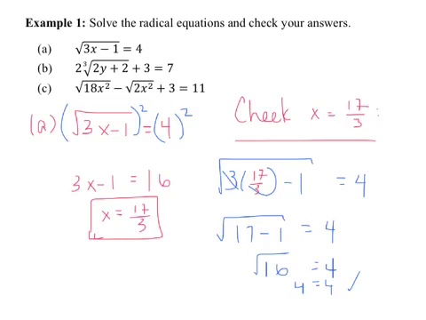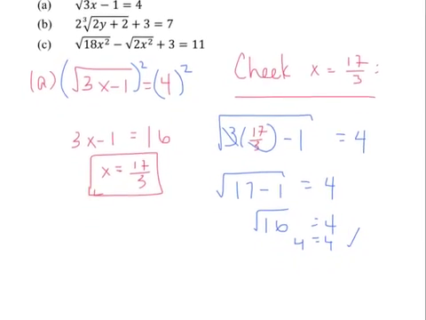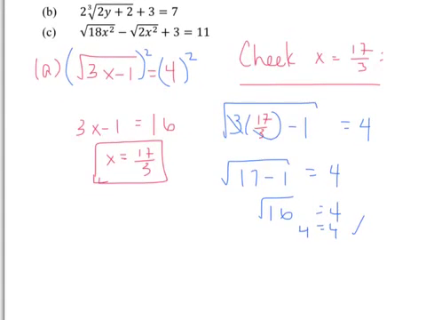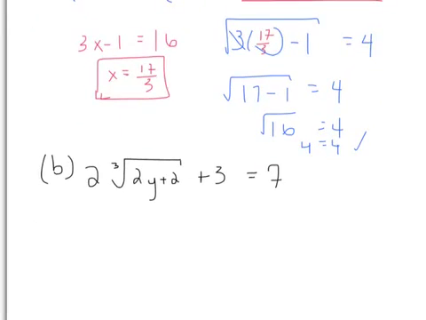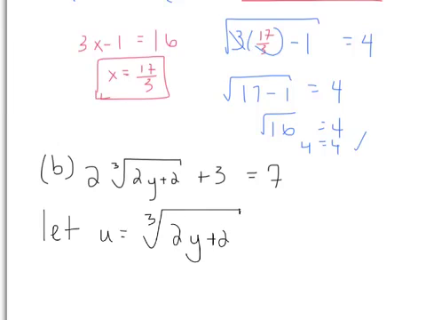Part B. Now, part B is one of those examples where it might be useful to let the radical component of the equation equal some dummy variable. So let's do that for this part. Here's my equation: 2 times the cube root of 2y plus 2, that whole thing, plus 3, equals 7. Now, for this problem, let's start by saying we'll let u equal whatever the radical expression is, which is the cube root of 2y plus 2. We'll start with that definition right there.